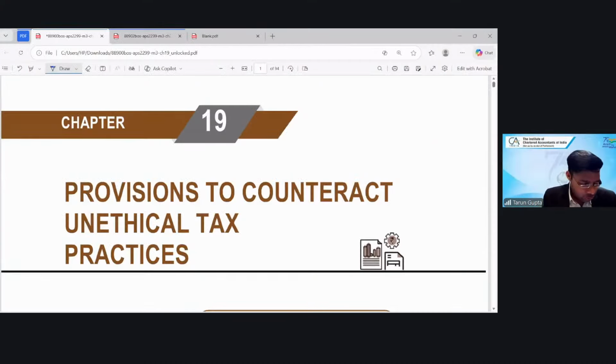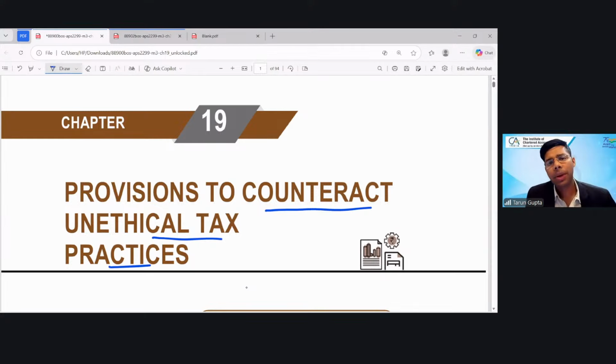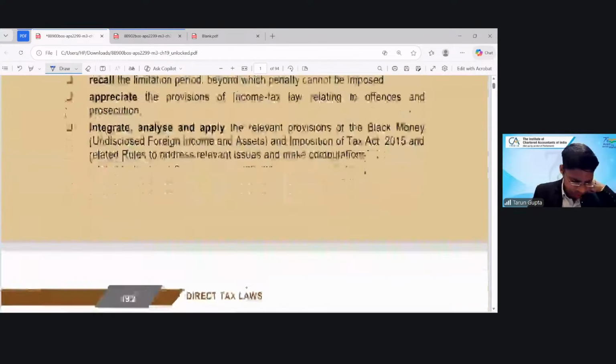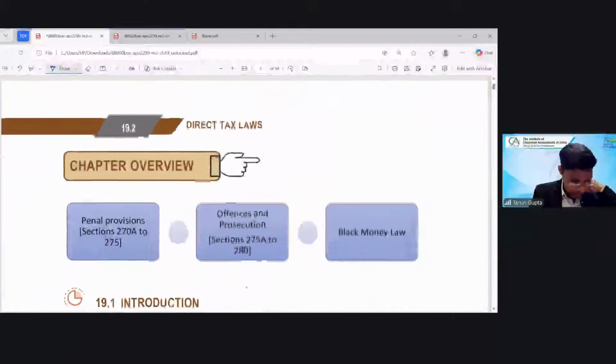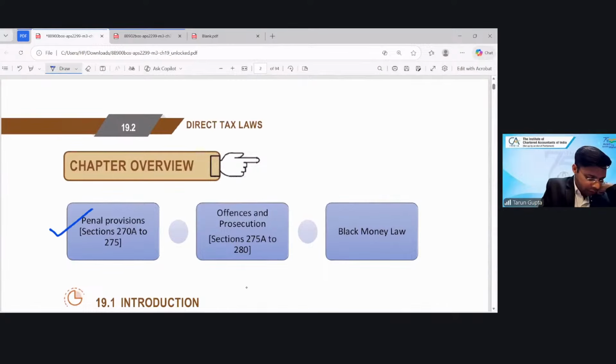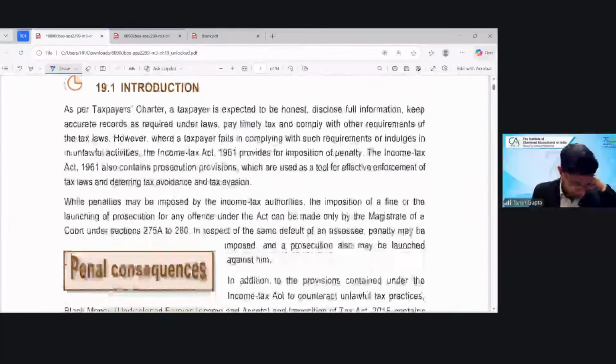Okay. So our first chapter is Provision to Counteract Unethical Tax Practices. Meaning thereby, in this chapter, what will we study? We will study three things. First, the penalty. Second, the prosecution. And third, the Black Money Act. So let's start with the chapter overview. First we will study the penalty, then the prosecution provision, not much important from exam point of view, and lastly the Black Money Act.